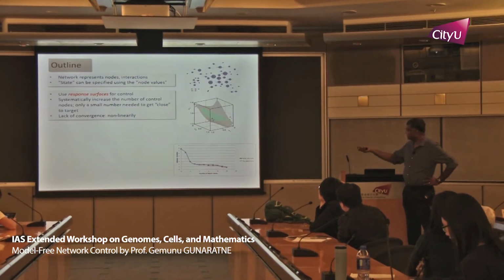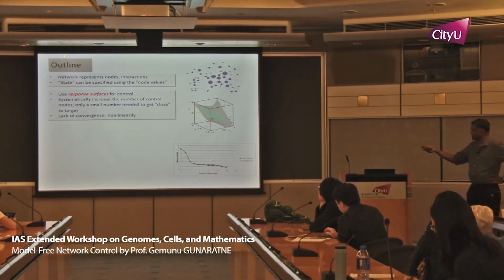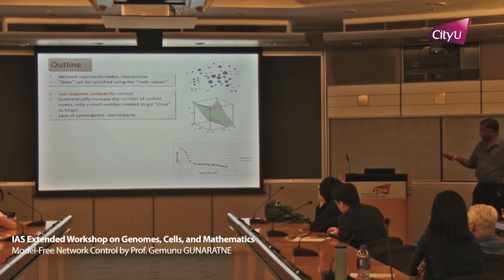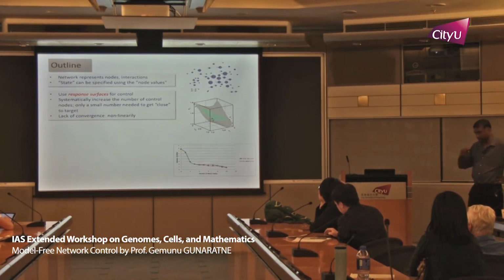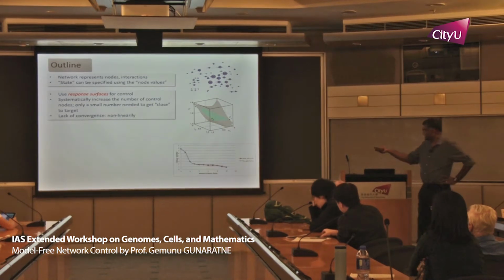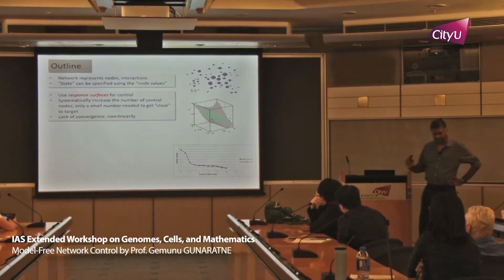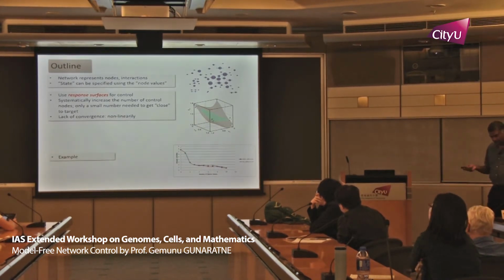Anyway, just the outline again. The idea is to use response surfaces for control. Systematically increase the number of control nodes, and only a small number is needed to get close to the target. Again, this doesn't come to 0 because of the nonlinearity. So that's what I've said so far.